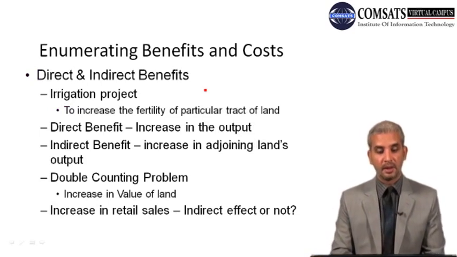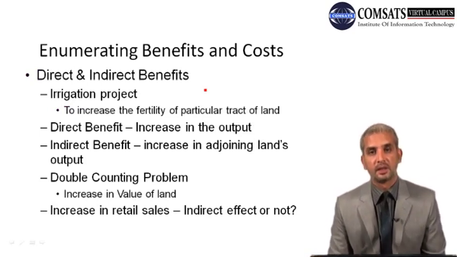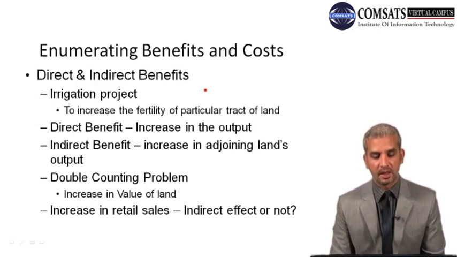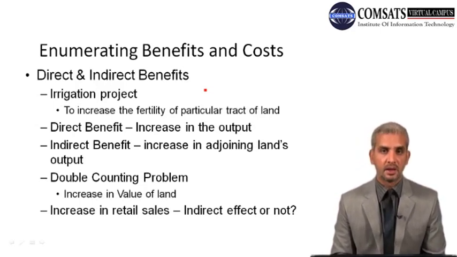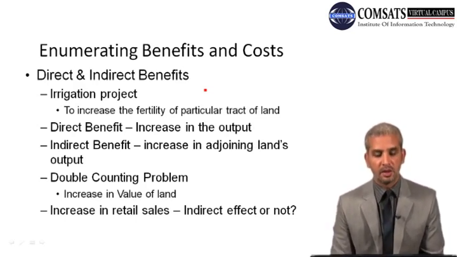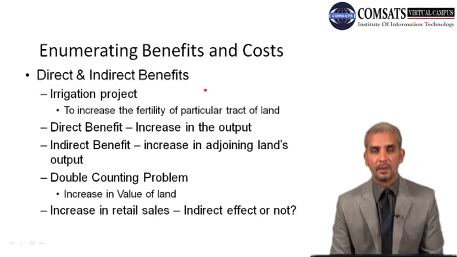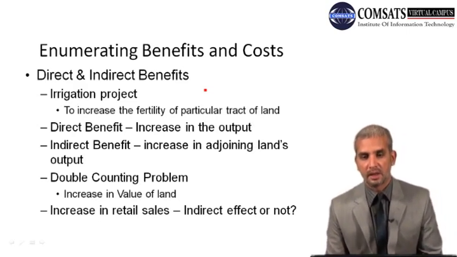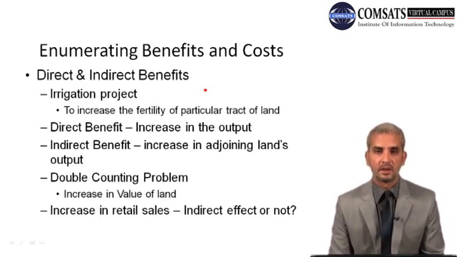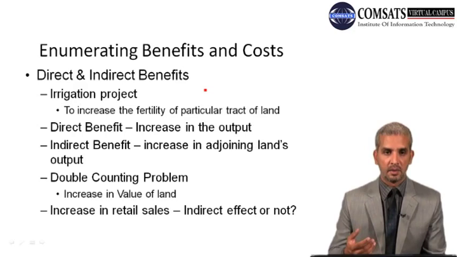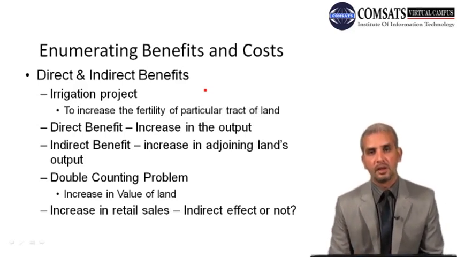Moving on, I have already discussed this example. Now let's take this example on. There are direct and indirect benefits. When making a list of benefits and costs, let us discuss the direct and indirect benefits first. Consider as an example a government's irrigation project. To increase the fertility of a particular tract of land, the government wants to start an irrigation project in a certain area. Let us consider a rural area where the water supply is scarce, and they want to install an irrigation facility. So in that area the fertility of land would increase.